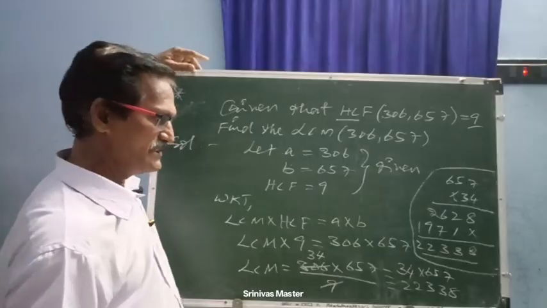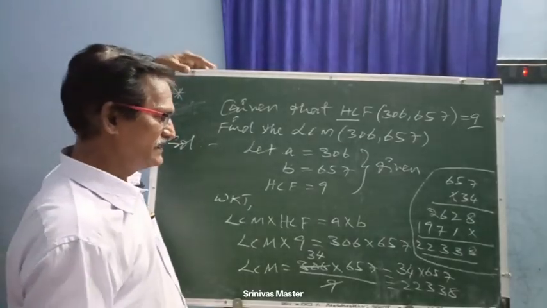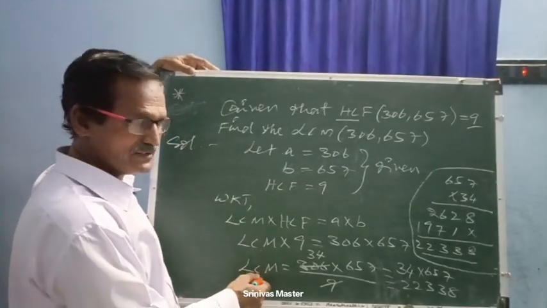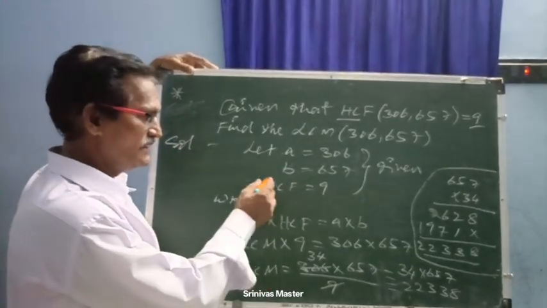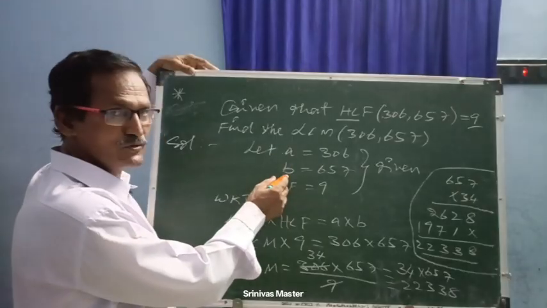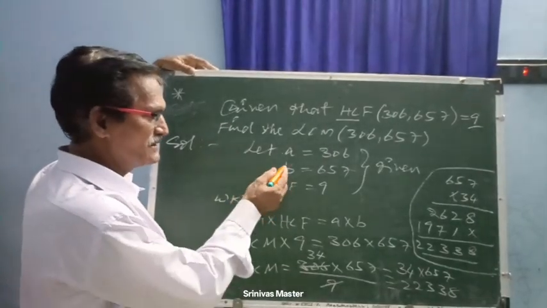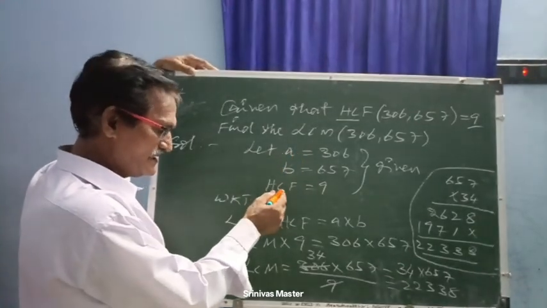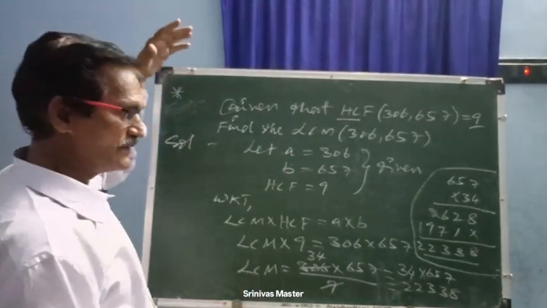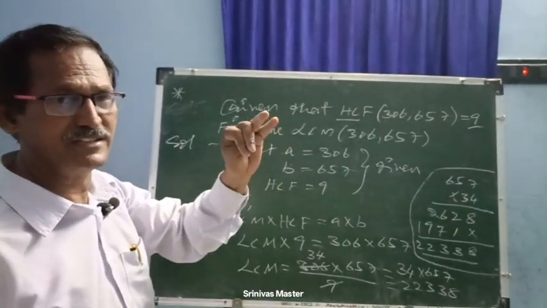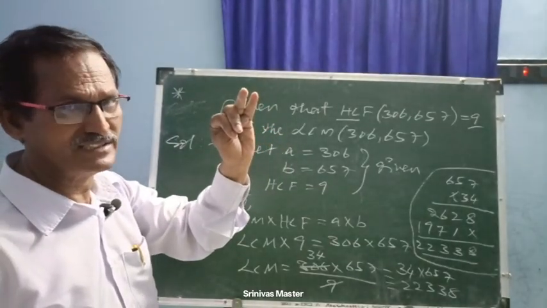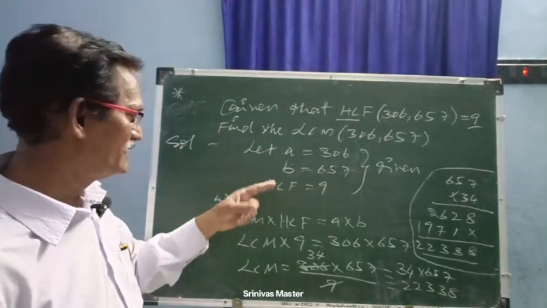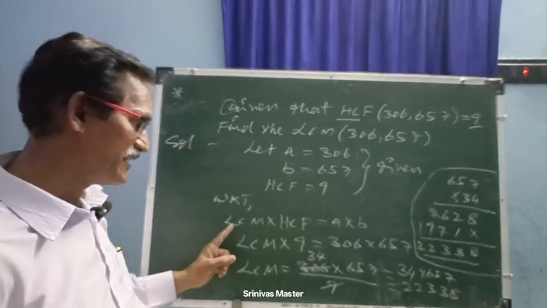22,338 is the LCM of which numbers? 306 and 657. So in this case, children, they may give the two numbers A and B and the LCM, which means we have to find the HCF. In the same way, they may give any one of the numbers. Suppose one of the numbers is 306, and the HCF and LCM are given. Out of 4 terms, 3 are given. If you know 3 values, you can easily find the fourth term. So we can find the other term. By using what formula is it?